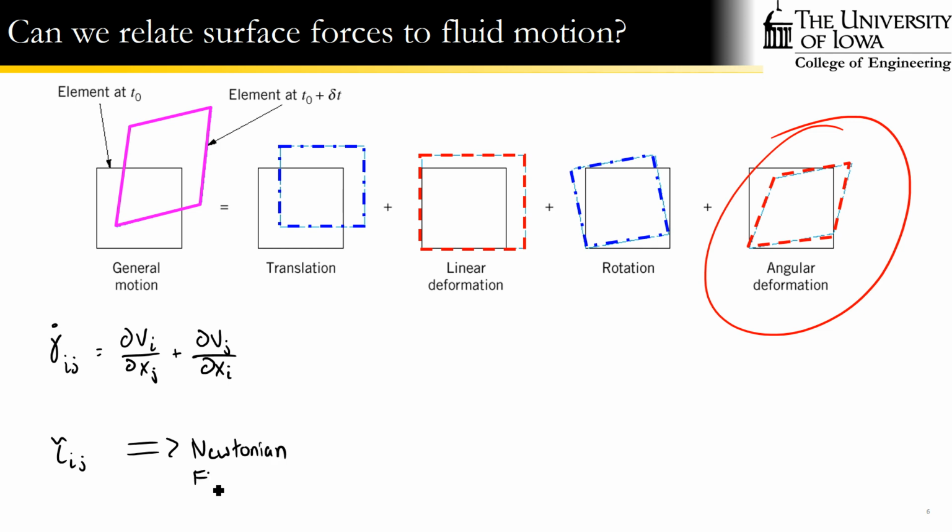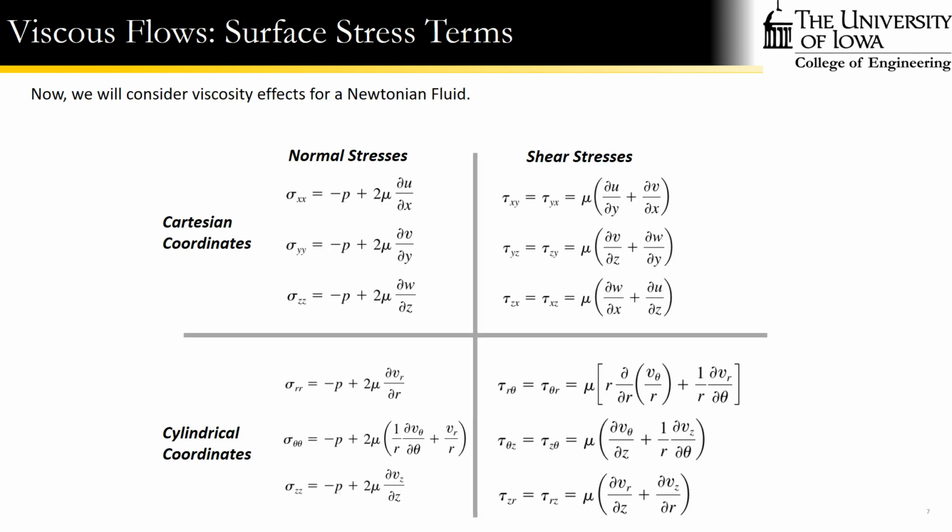under this assumption of a Newtonian fluid, can be linked to gamma dot ij. Now, the specifics of this relationship, I would like to say they're as simple as tau ij is equal to the viscosity times gamma dot ij, but there's one little complication. So I'm going to go ahead and throw this up here.